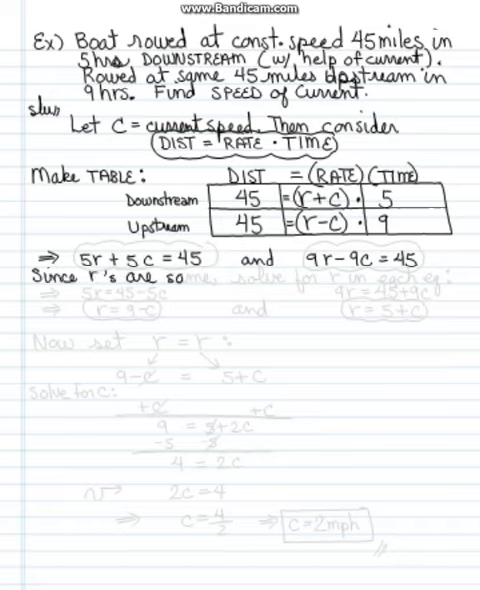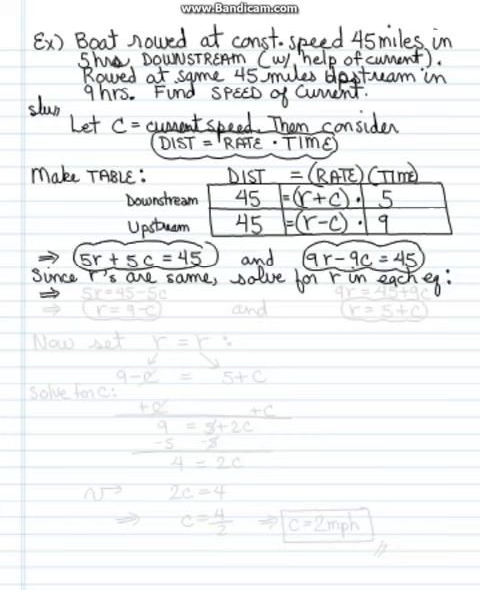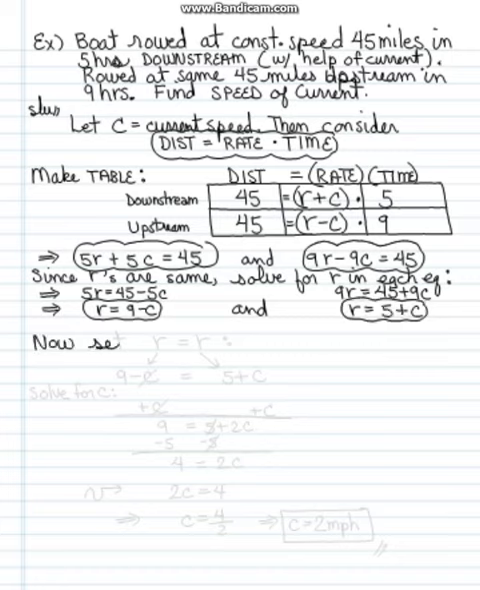Okay, since the rates of rowing R are the same, let's solve for R in each of these equations. So take the first one, the 5R plus 5C equals 45, and isolate the R term and then divide both sides by 5. For the other one, isolate the R term, 9R, and then divide both sides by 9. So now we've solved both equations for R. Now since the R's are equal to each other, let's set one of these equations equal to the other. 9 minus C equals 5 plus C.